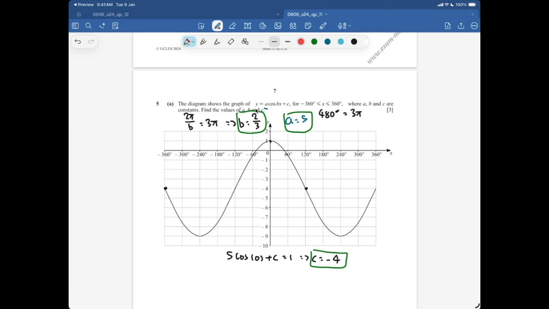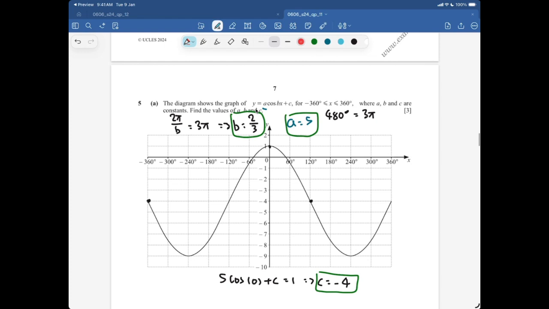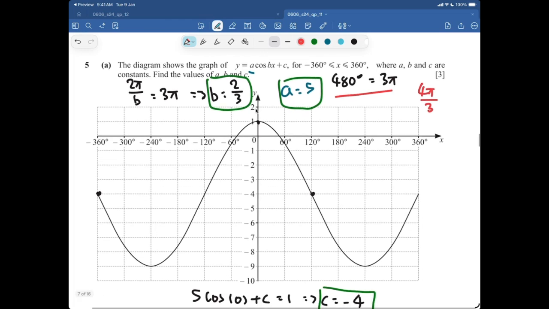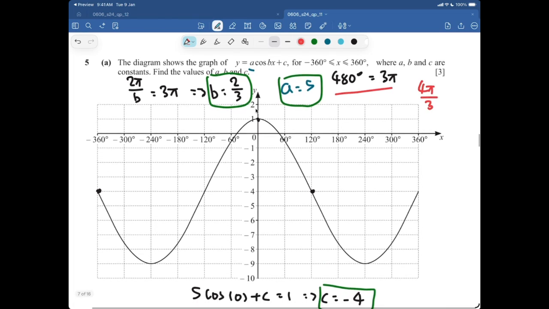The period is 480 degrees. Oh, 480 degrees is not 3 pi, it is... so it's pi, so it's 4 pi over 3. Yeah, I think so. That makes sense.